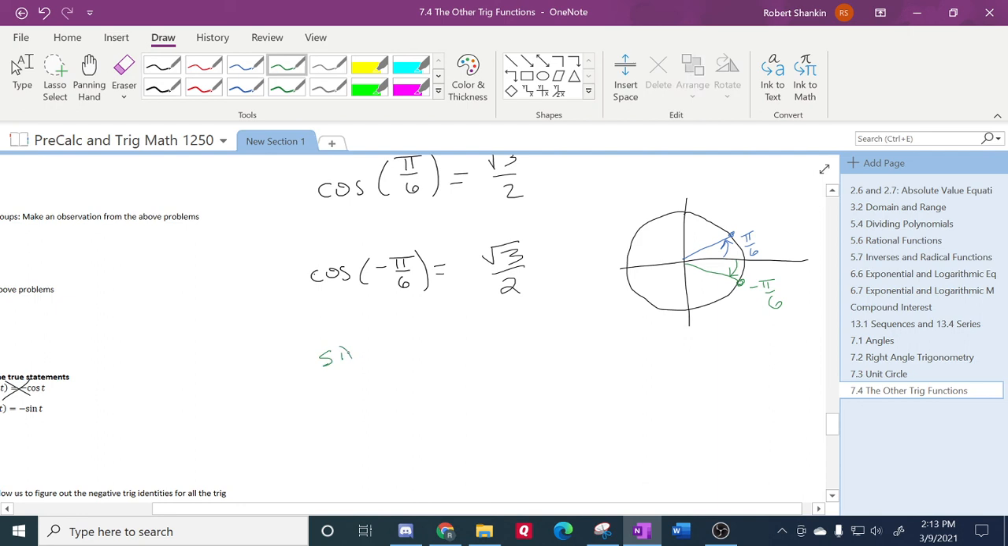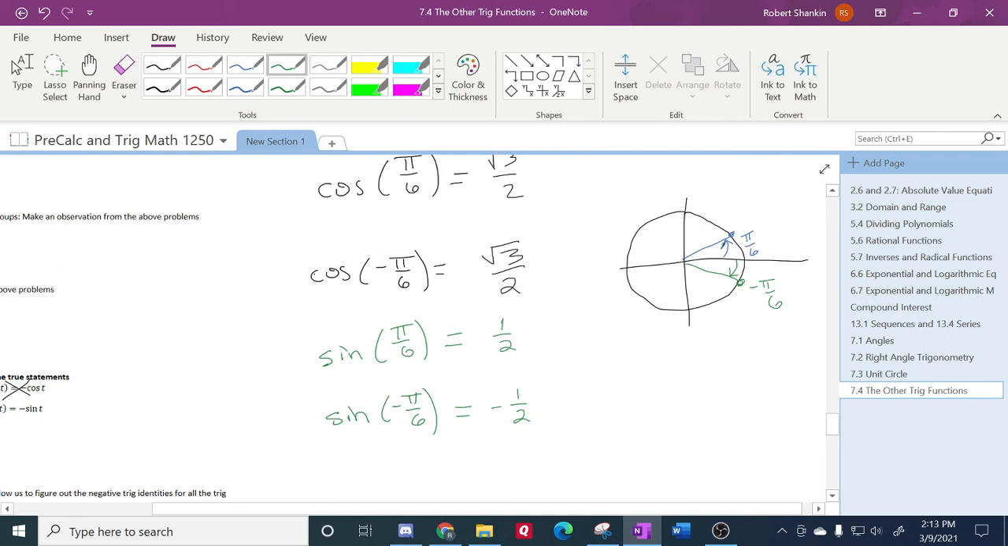The sine of pi over 6 and the sine of negative pi over 6. They're the same two locations, the green dot and the red dot. But the sine is the y-coordinate. To get to this one, you have to go up. So a positive y-coordinate is the smaller of the two amounts, so it's 1/2. But the sine of negative pi over 6, you go down. And you get negative 1/2.